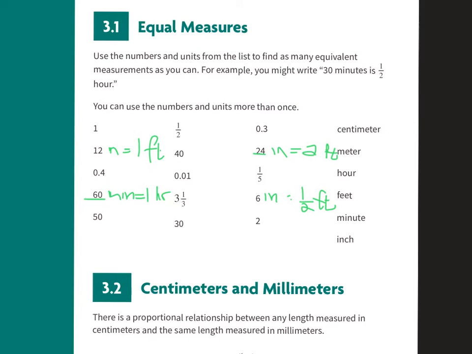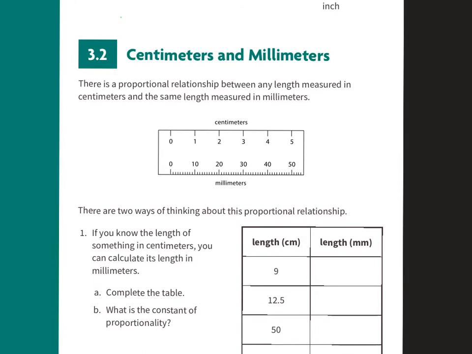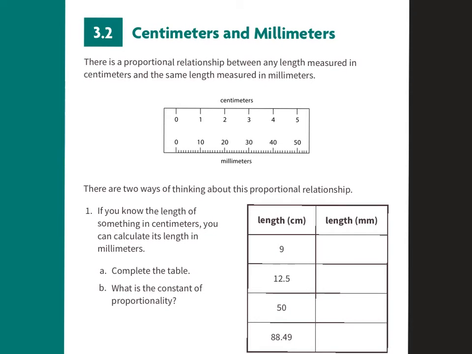So we'll turn the page to 22. Centimeters and millimeters. There's a proportional relationship between any length measured in centimeters and the same length measured in millimeters. So we have a little ruler here, and it has centimeters on the top and millimeters on the bottom. And if you look here, the centimeters match up with the millimeters. So 1 centimeter is 10 millimeters, 2 centimeters is 20, 3 is 30, 4 is 40, 5 is 50, and so forth. So there are two kinds of thinking about this proportional relationship.